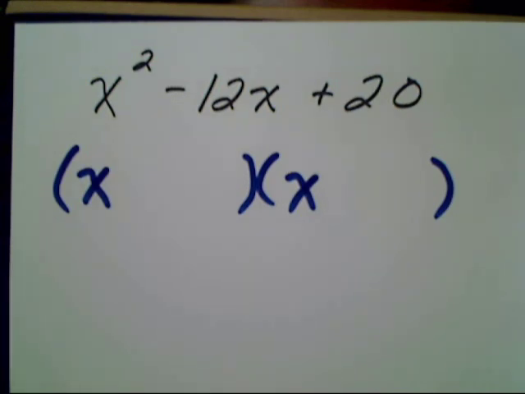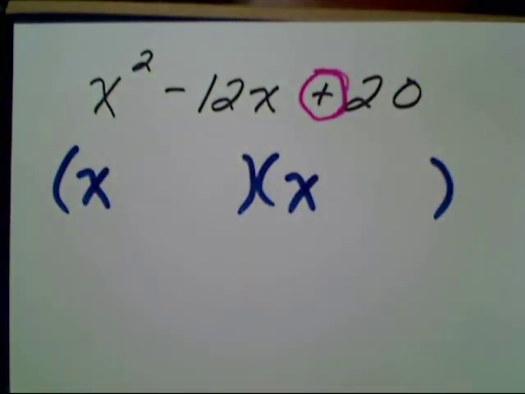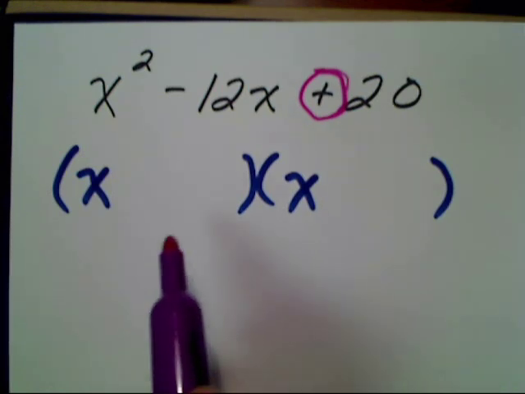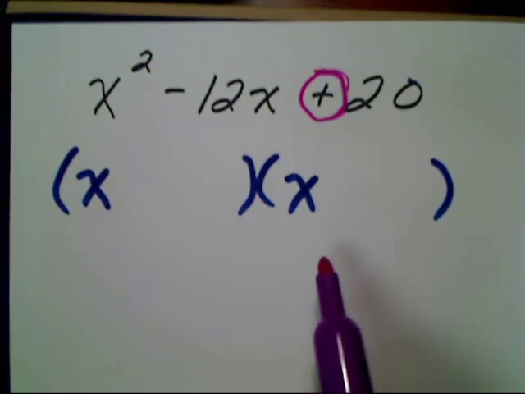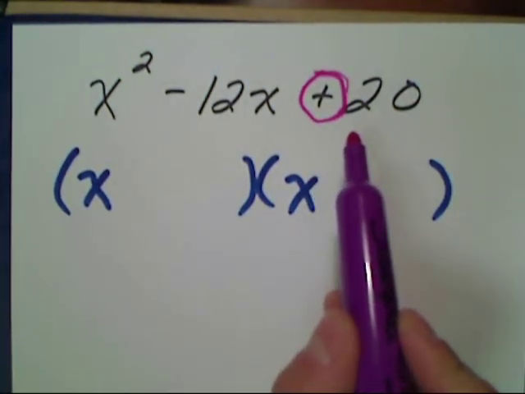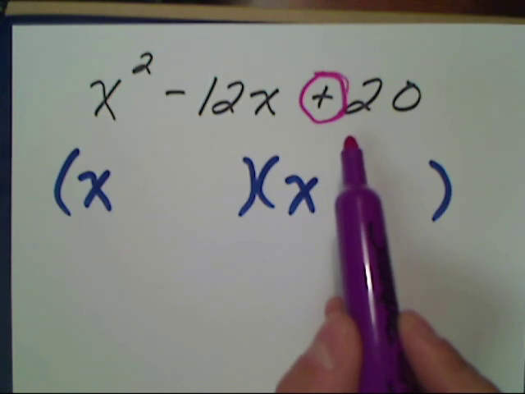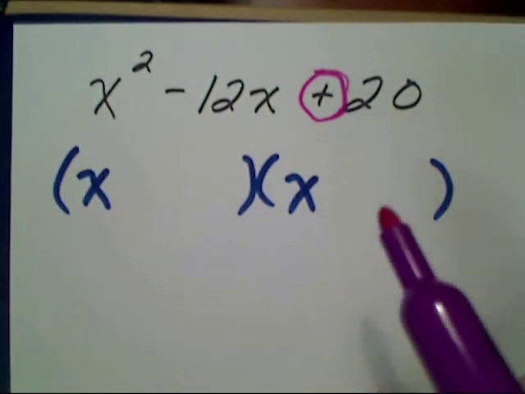Well, this is when I go to my signs and I say, what do I know about signs? Okay. If this sign is positive, okay, that tells me that both of my signs in the binomials have to be the same, because the only way to get a positive 20 is a positive number times a positive number, or a negative number times a negative number. So I know that both signs are going to be the same.